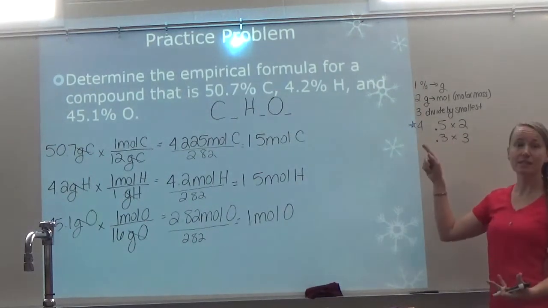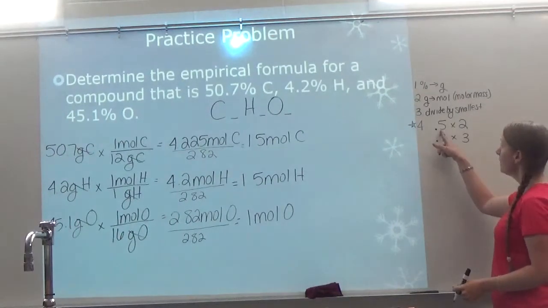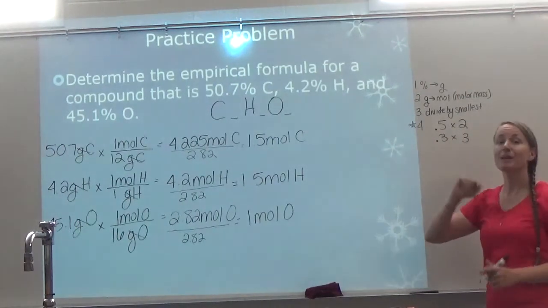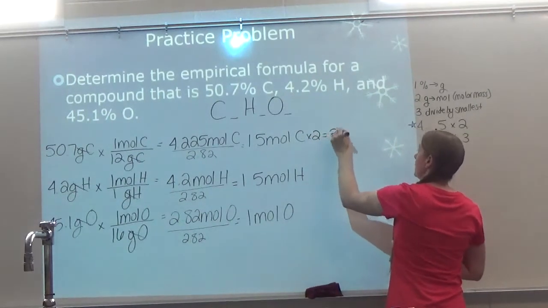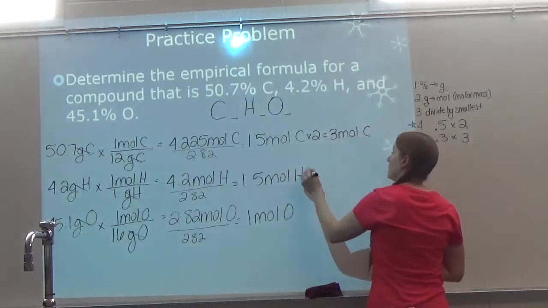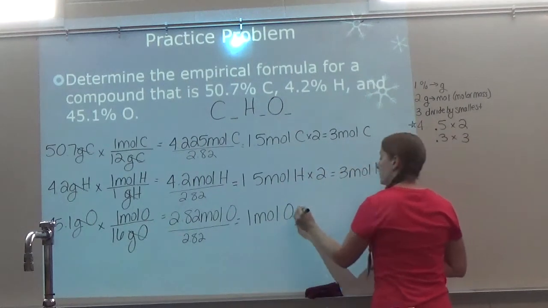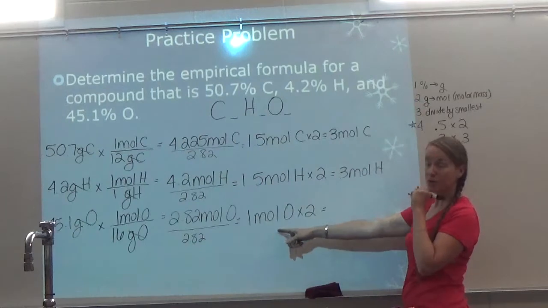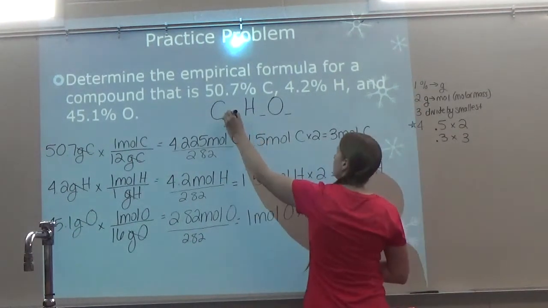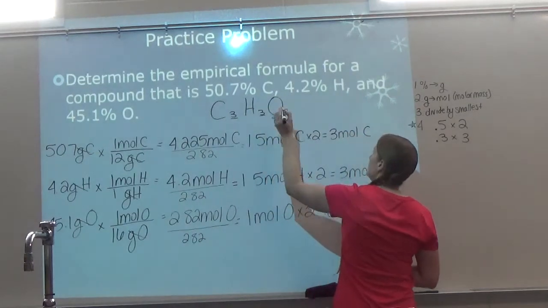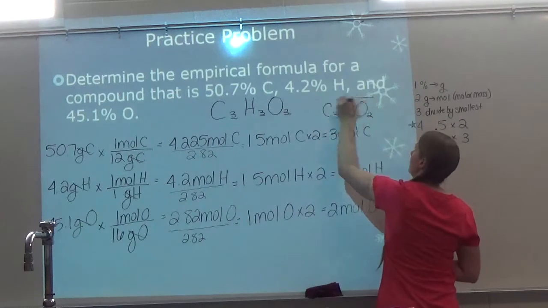That means when we assumed our lowest subscript was a 1, it wasn't. So if I have a 0.5, I need to multiply by 2, but I need to do it to all of them. I multiply this by 2, and I get 3 moles. I multiply this by 2, and I get 3 moles. I multiply this one by 2, even though it didn't have a 0.5, because I have 2 moles. So my subscripts become a 3, a 3, and a 2, or it becomes C3H3O2.